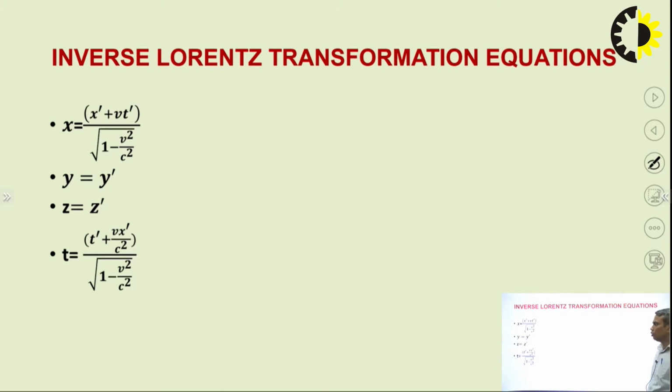So, this is the inverse Lorentz transformation. In the inverse, what do we do? We take the velocity as minus v and we shift S to S prime. So, the first one is x is equal to x prime plus v t prime divided by under root 1 minus v square by c square, y is equal to y prime, z is equal to z prime, t is equal to t prime plus v x prime by c square divided by under root 1 minus v square by c square. So, this is the inverse Lorentz transformation equations.